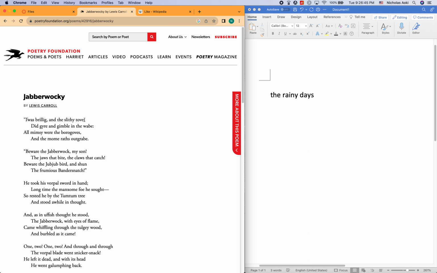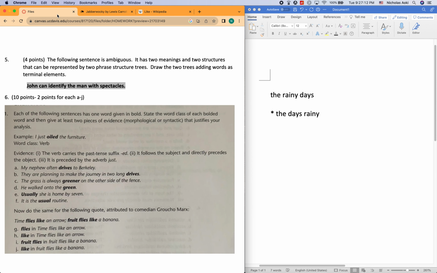Syntactically, that has to do with the word order. And we can see in the example, after the determiner comes the adjective first and then the noun. We wouldn't be able to say the day is rainy. We can't have the noun come before the adjective. So that's further syntactic evidence that slithy is an adjective and that toves is a noun. So that's the idea with these problems.